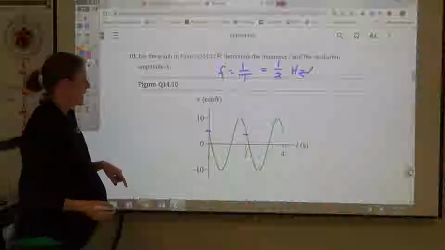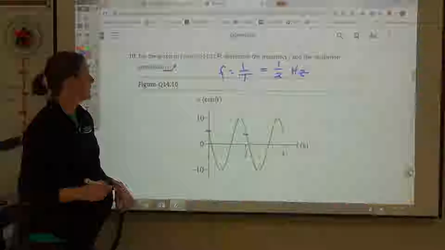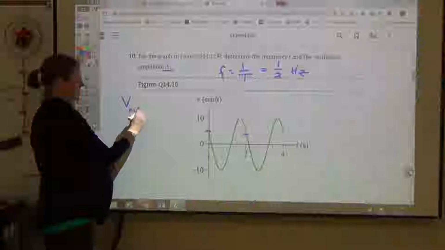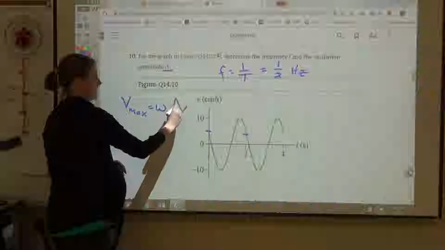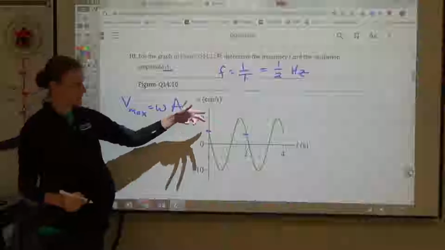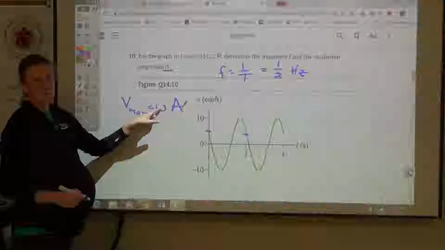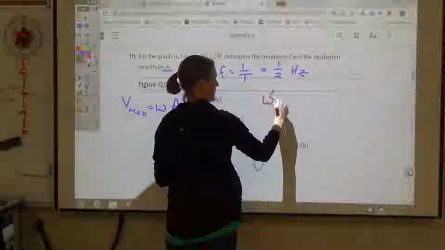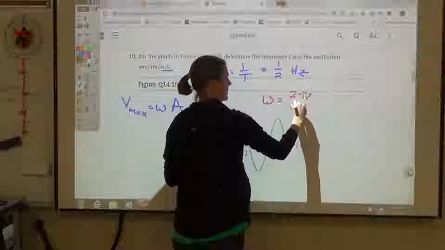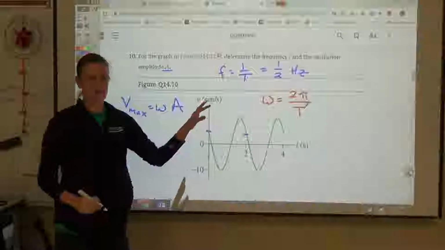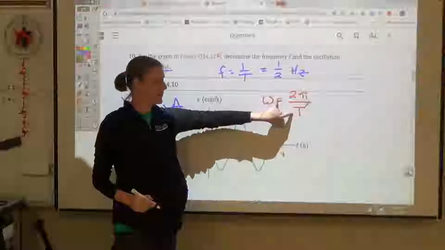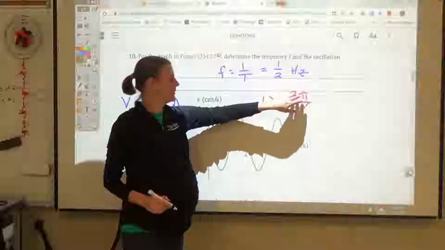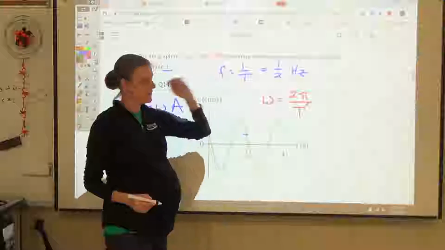All right, amplitude A. Amplitude I can relate to velocity with my max formula. I know the max velocity is 10, but I do need to know what omega is. And omega is 2 pi over T, just another formula we need to know. This is sort of like the angular speed. I'll do one full cycle in one full period's worth of time.